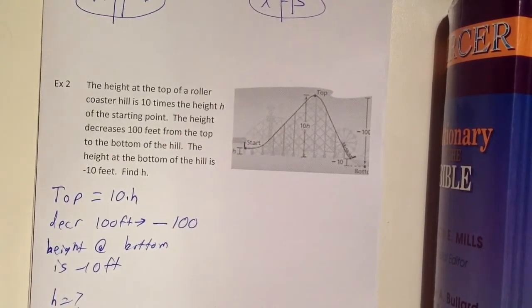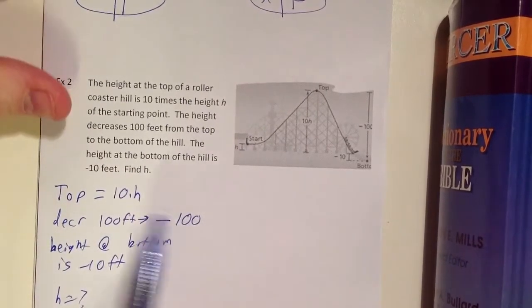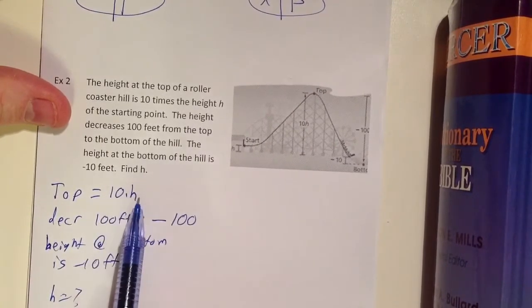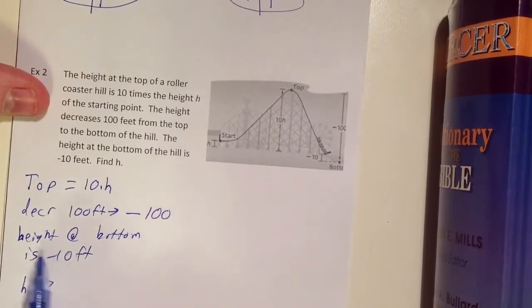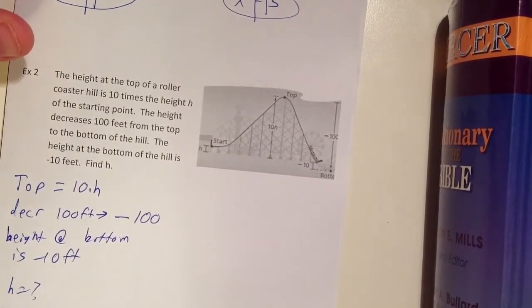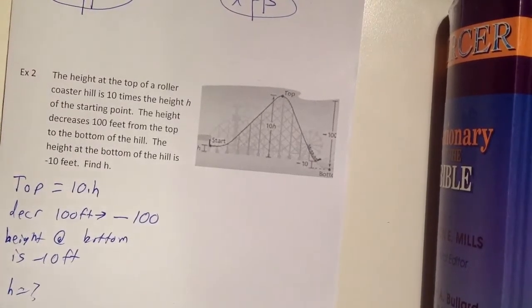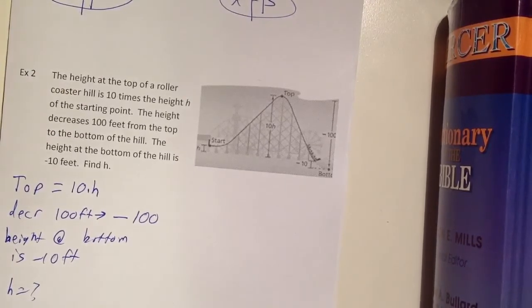So now we want to figure out what h is. We don't really know what h is, so that's what we're going to figure out. I do know that the top is 10 times h, and to get to the bottom we subtract 100. I know the height at the bottom is negative 10 feet. Take a couple seconds and see if you can figure that out. See if you can write an equation for that.